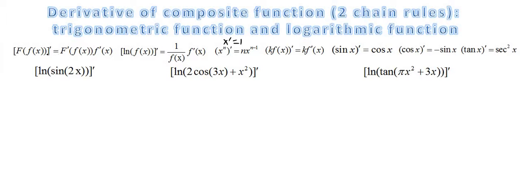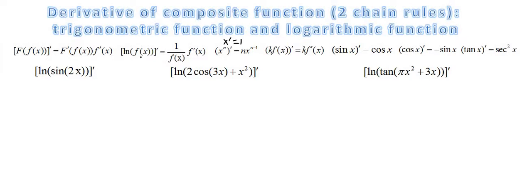The first formula is a typical chain rule. Here the capital F can be any trig function. So if capital F is sine, then the derivative of capital F is gonna be cosine. If capital F is cosine, then the derivative of capital F is gonna be negative sine. If capital F is tangent, then the derivative of capital F is gonna be secant squared.